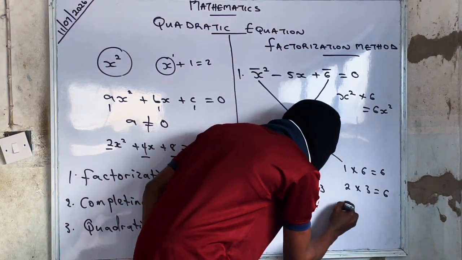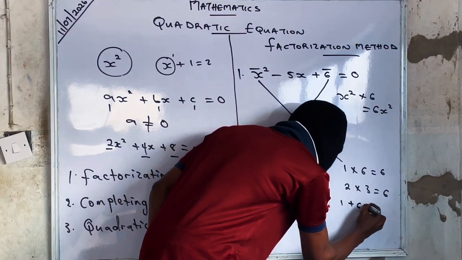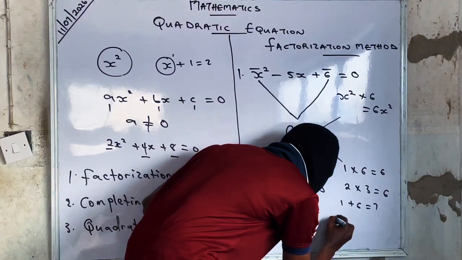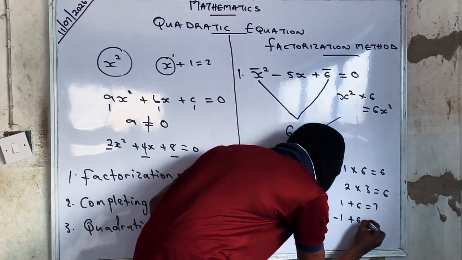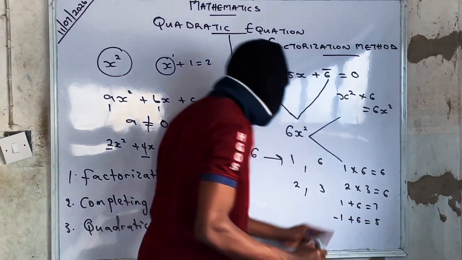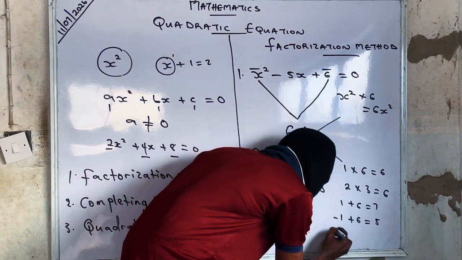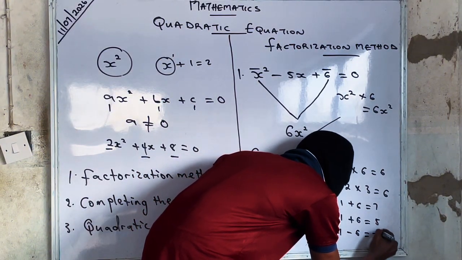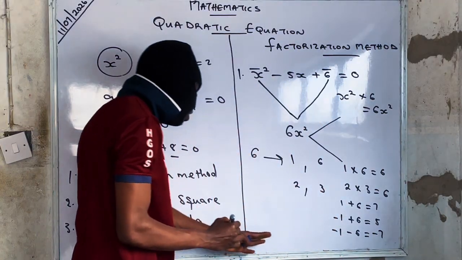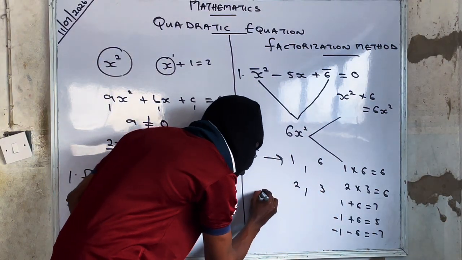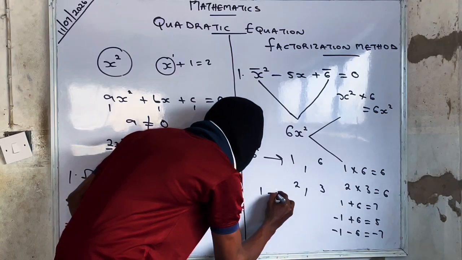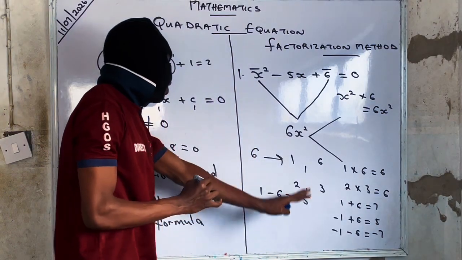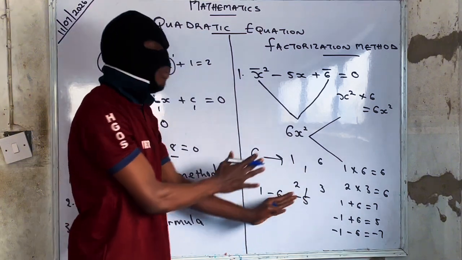If we have 1 plus 6, it gives us 7. Fine. You have minus 1 plus 6, it gives us 5. Very good. We have minus 1 minus 6, it gives us minus 7. Very good. We have 1 minus 6, which gives us minus 5. Now if you look at it, we have gotten minus 5 already.